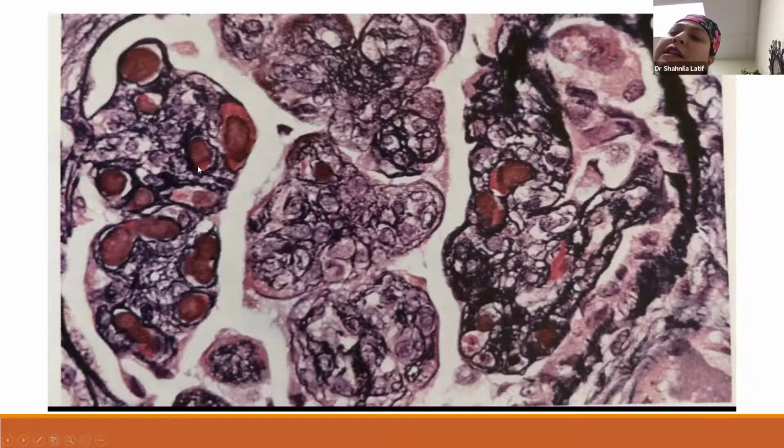So on silver stain, they also look like red deposits, and you can see easily where the basement membrane is and where the deposits are, because basement membranes are all black and the deposits are red.